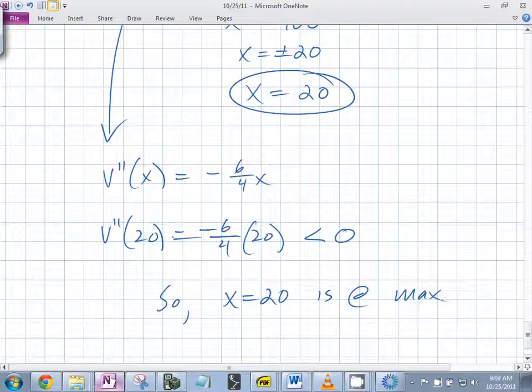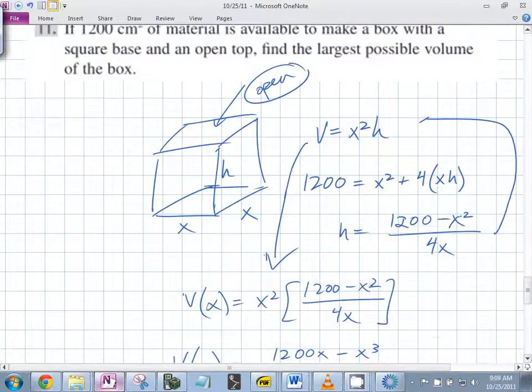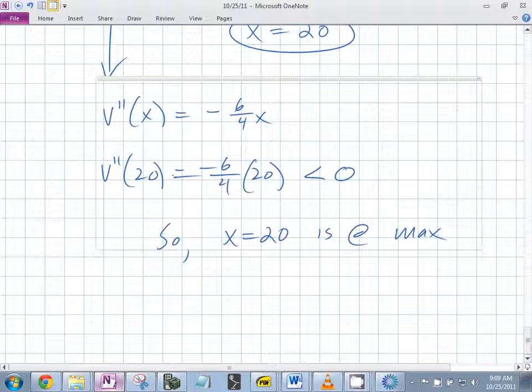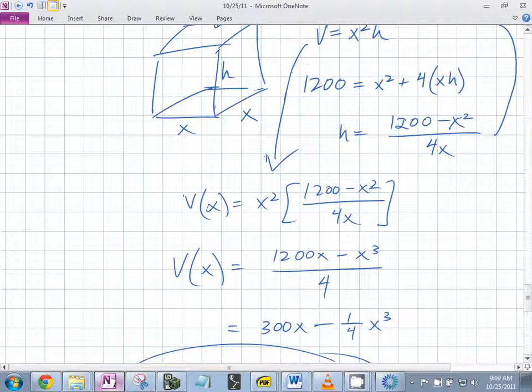Correct. And what's this ask for? It asks for find the largest possible volume. So what do you need to find that volume? You need to find h, right? And what did h equal? H is equal to this.